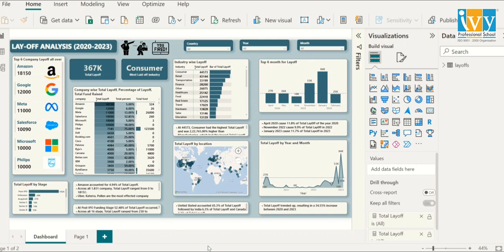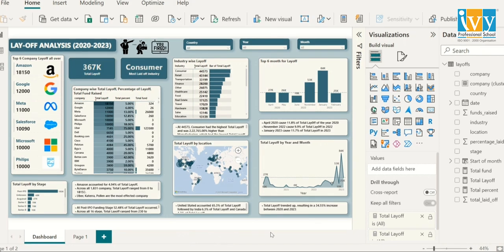This is the original dashboard I have created. In this dashboard, I have used all these charts and visuals from this visualization section, and in this data section, I have used some measures and calculated columns created by DAX function. So the total layoff happened is around 3,67,000. This is the company-wise total layoff, percentage of layoff, and total funds raised by the company.